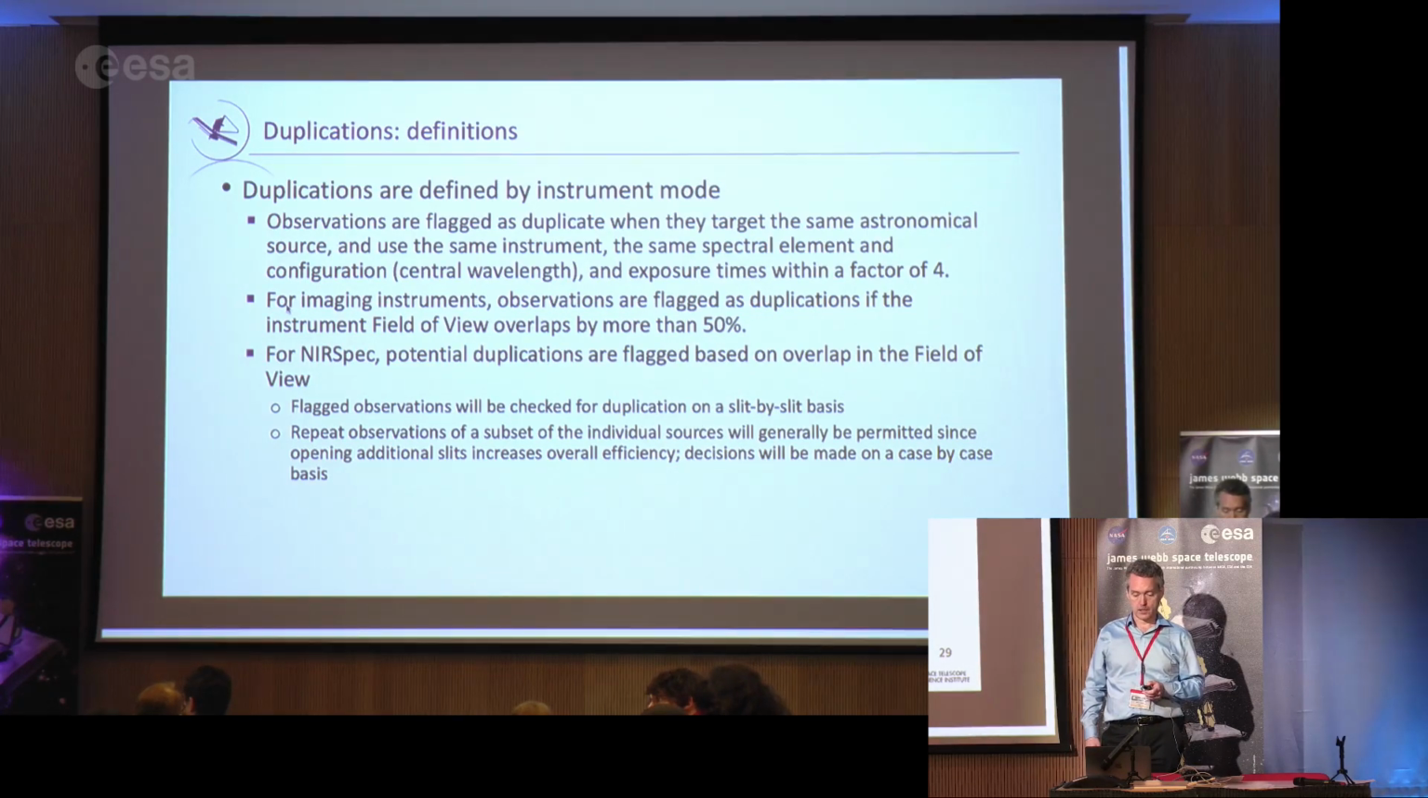For imaging, if the field of view overlaps by more than 50%, it gets flagged for duplication. For NIRSpec, which has a multi-object spectrograph, once it's flagged, then we go through and look at the individual targets and see if some of those are duplicates. Some amount of duplication is probably going to happen with a multi-object spectrograph just to use it efficiently. And so this will be handled on a case-by-case basis.